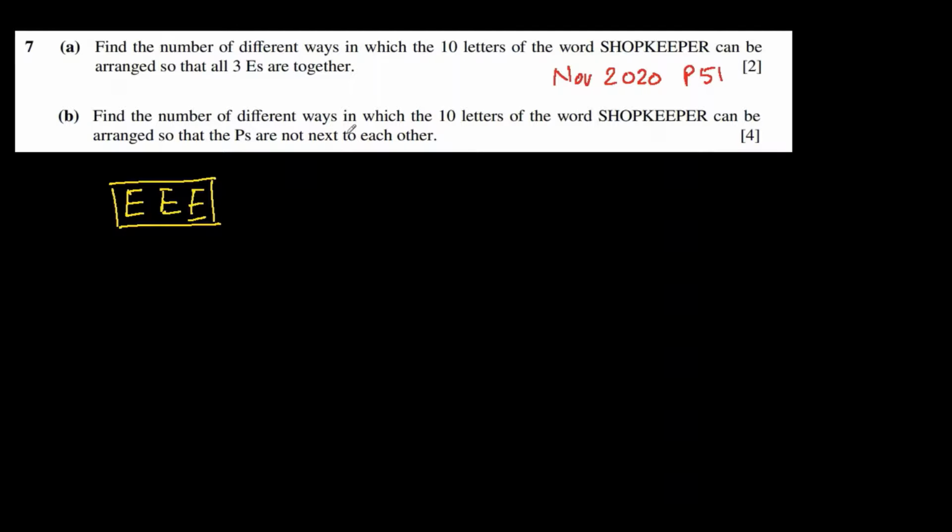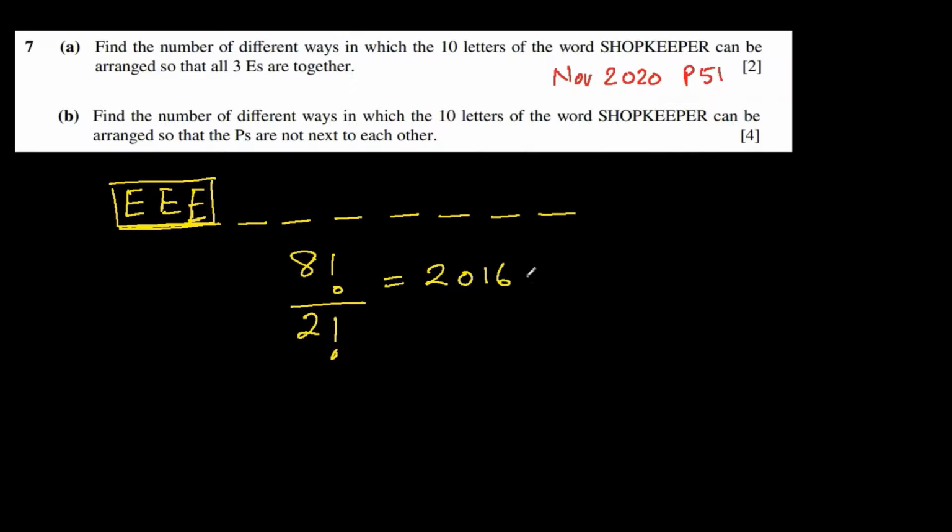What are left? There are 10, so 7 left. 1, 2, 3, 4, 5, 6, 7. So 7 of these and 1 box of E's. It becomes 8 factorial arrangements. E is not repeating because we are making them 1. So there's no need to divide by 3 factorial. But something else might be repeating. P is repeating twice. S, H, O, R, K. No. Nothing else is repeating. So this is 20,160. Okay, this was the A part.